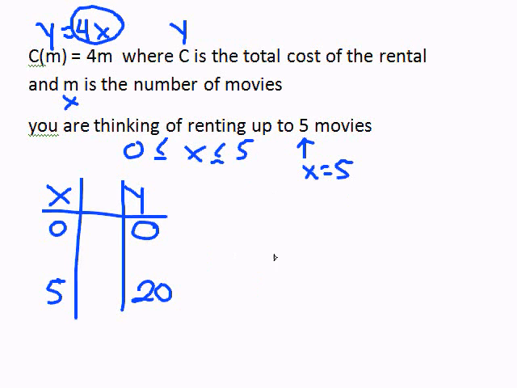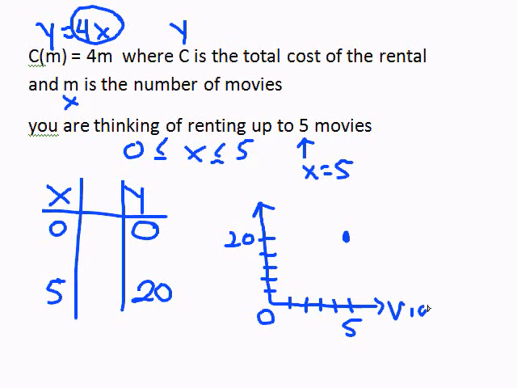So we can make ourselves a graph. Again, we only need this portion of the graph because all of our values are positive. And we're going to go from x0 to 5. And my y values, I'm going to count by 4 since it's $4 per rental. 5 videos cost $20 and 0 videos cost $0.